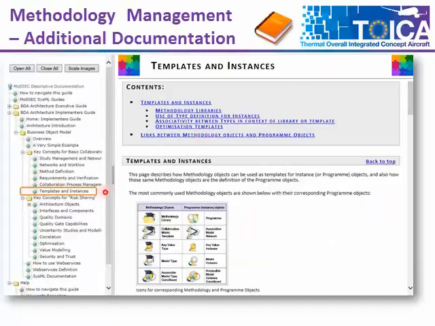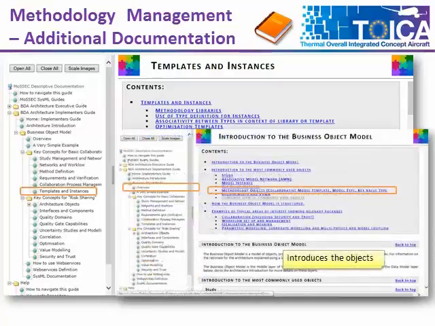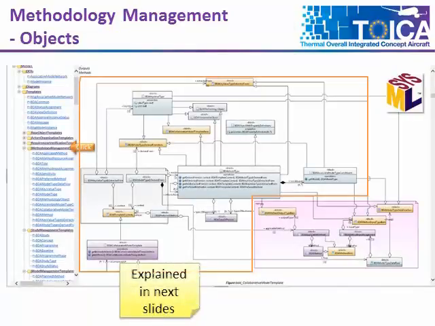There is a large section in the descriptive documentation on templates and instances. This explains the major objects in this package and then goes on to explain how the templates are used. There is also a section in the overview which introduces these objects. This is a section in the model on methodology management, and it shows the diagram that will be explained in the next slides. Incidentally, this diagram has a very similar layout to the Associative Model Network diagram that was explained in the first webinar.